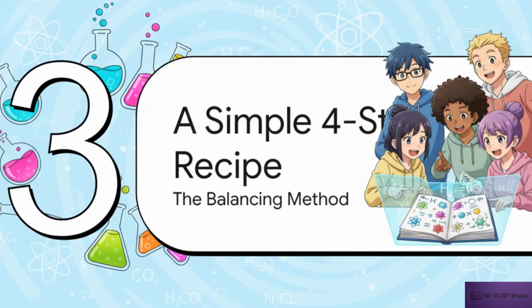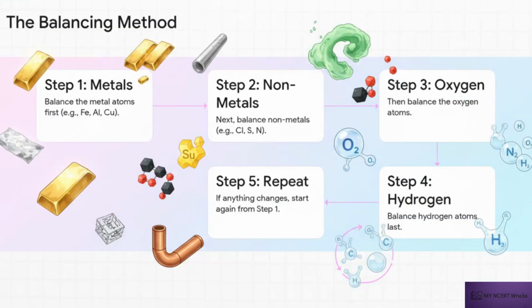Okay, so we get why we have to balance equations. It's the law. But what about the how? How do we actually do it without just guessing over and over? Well, lucky for us, there's a simple, step-by-step recipe that works for almost any equation you'll see. It's all about following a specific pecking order. You always start with the metals, things like iron or copper. Once they're balanced, you move on to the nonmetals. After that, you tackle the oxygen atoms, and you always save hydrogen for the very end. And hey, if changing one thing messes up something you already balanced, don't sweat it. That's what step 5 is for.